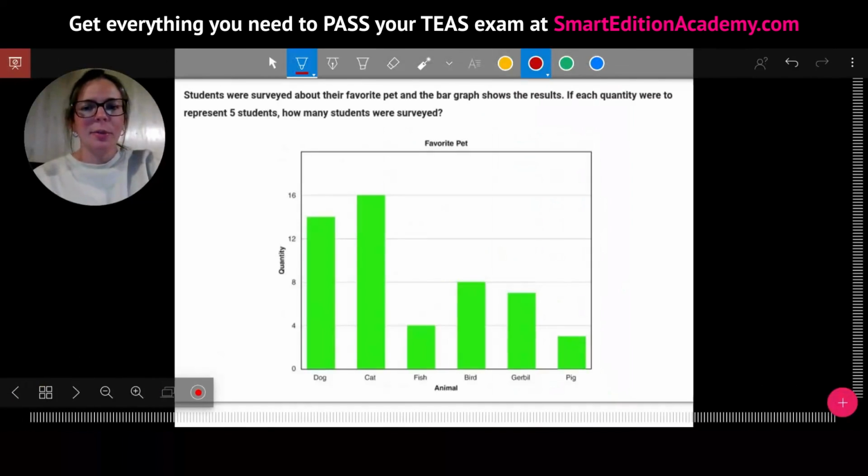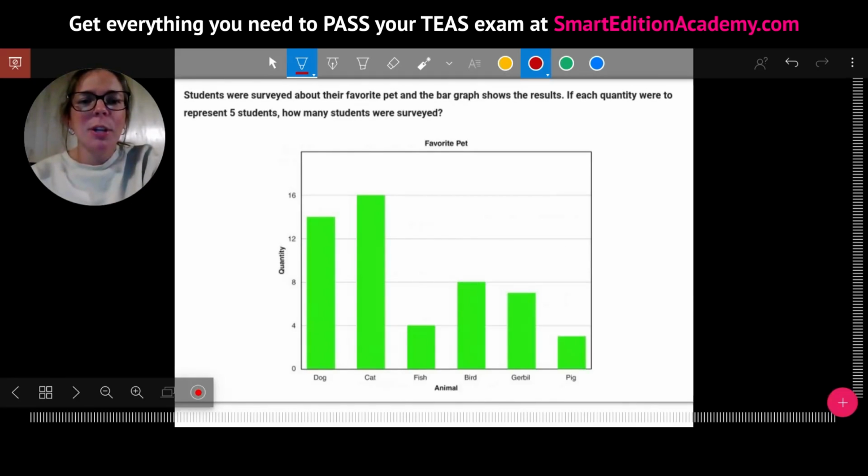All right, let's do another example. Here's a bar graph. Students were surveyed about their favorite pet, and the bar graph shows the results. If each quantity were to represent 5 students, how many students were surveyed? So pretty interesting question here. Notice this piece of information. If each quantity were to represent 5 students, how many students were surveyed?